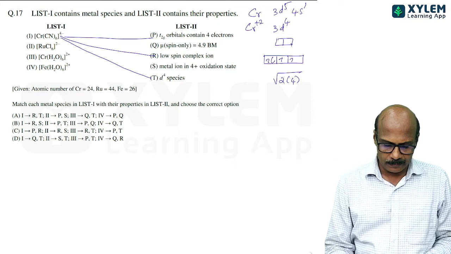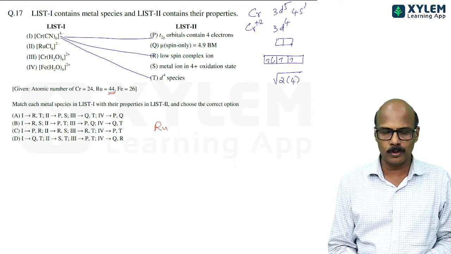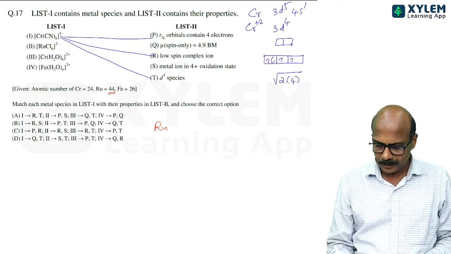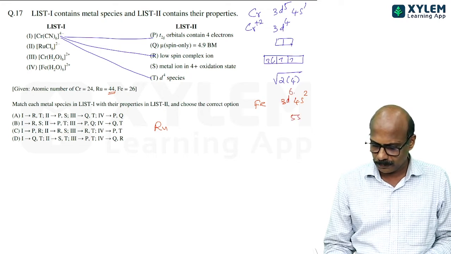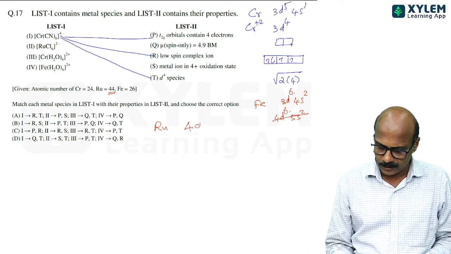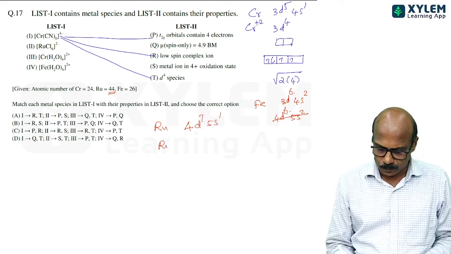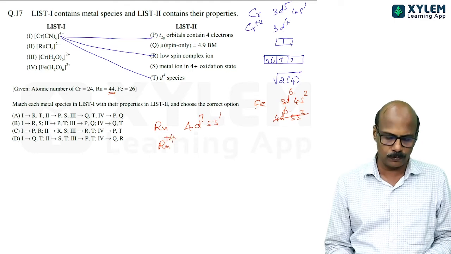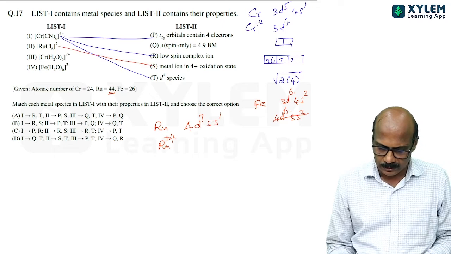What about the second one? Ruthenium, you know, possesses atomic number 44, that is just below iron. Iron, you know, the configuration is 4s2 3d6. So the expected configuration of ruthenium is 5s2 4d6. But actually, ruthenium possesses the configuration 4d7 5s1. And the oxidation state of ruthenium in that complex is plus 4. Am I right? So it possesses plus 4 oxidation state, which is correct.